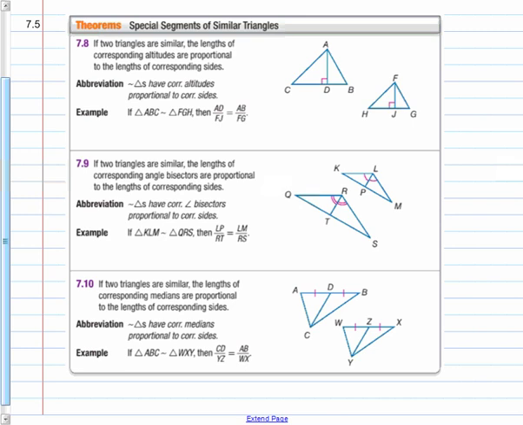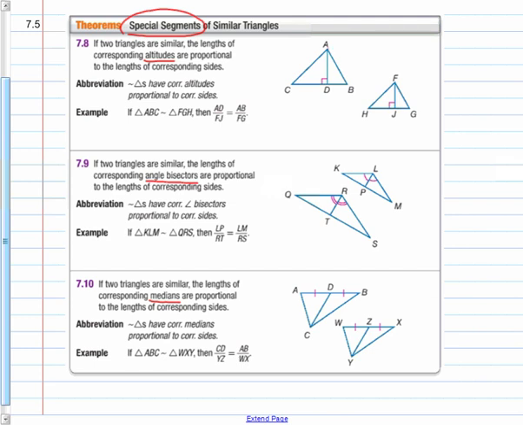All right, let's see what we have in Section 5. Similar triangles, we already know that corresponding sides are proportional. And what we see in this section of theorems is if I have special segments like altitudes and angle bisectors and medians, they also are proportional. Now let's review what those three things are.